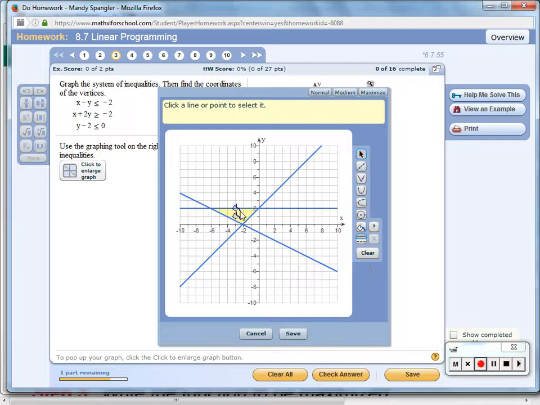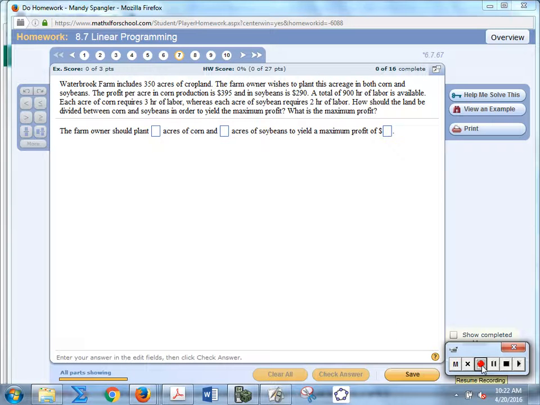Yeah. So, first off, I think the easiest way is going to be if you find your equation that you want to maximize or minimize, and then you write out what your variables are so you know that x equals this or y equals this. So on this one, 350 acres of cropland. You have corn and soybeans you're planting. Corn is a profit of $3.95, soybeans $2.90. You're limited by the number of hours because corn requires 3 hours of labor per acre, and the soybean requires 2 hours of labor. So how should the land be divided in order to maximize the profit?